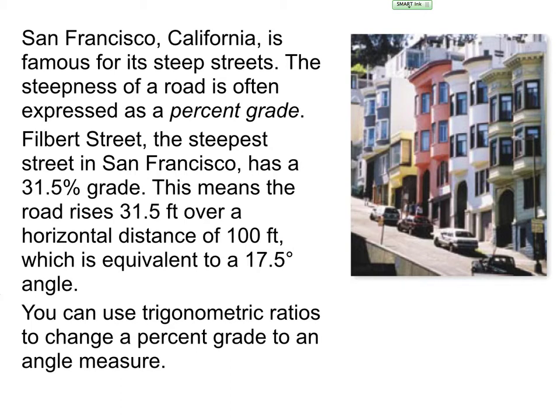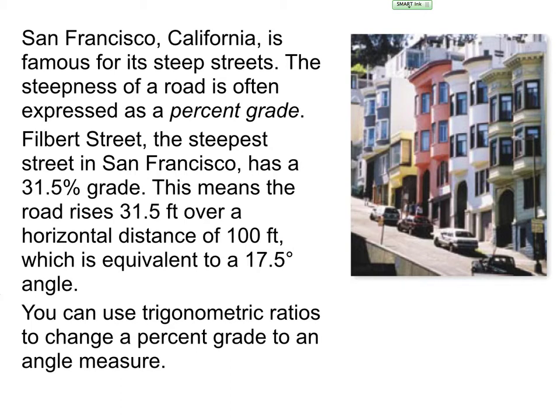So this one's showing San Francisco, California. It's famous for steep streets. The steepness is a percent grade. Let's see, Filbert Street, steepest street in San Francisco, 31.5% grade. Okay, now what that means, here's probably what's important for you. The percent grade means it has a rise of 31.5 feet over a horizontal distance of 100. Where am I getting those numbers?